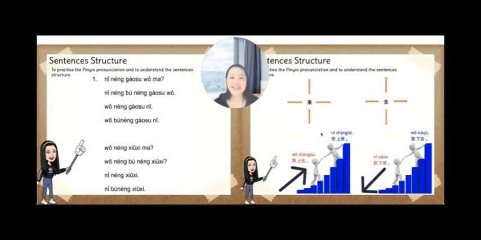Hi everyone. So in this lesson, we will cover the sentence structures of the first lessons. And let's start with the first set of sentences. Please read along with me. 你能告诉我吗? And we can also ask in these forms. 你能不能告诉我?